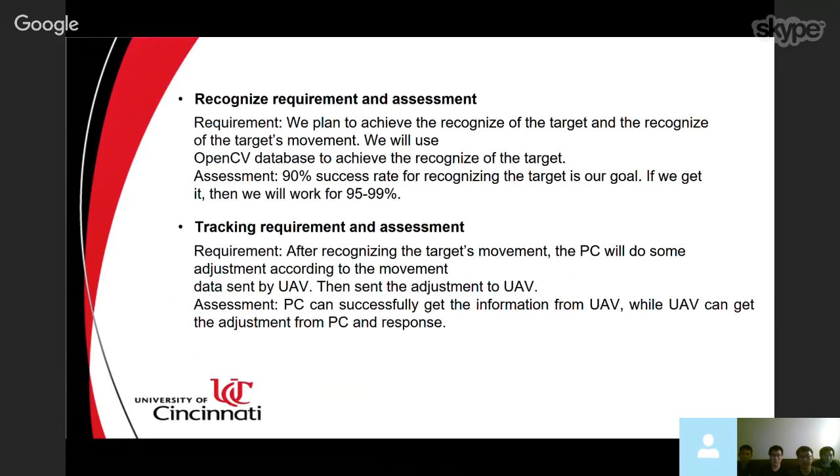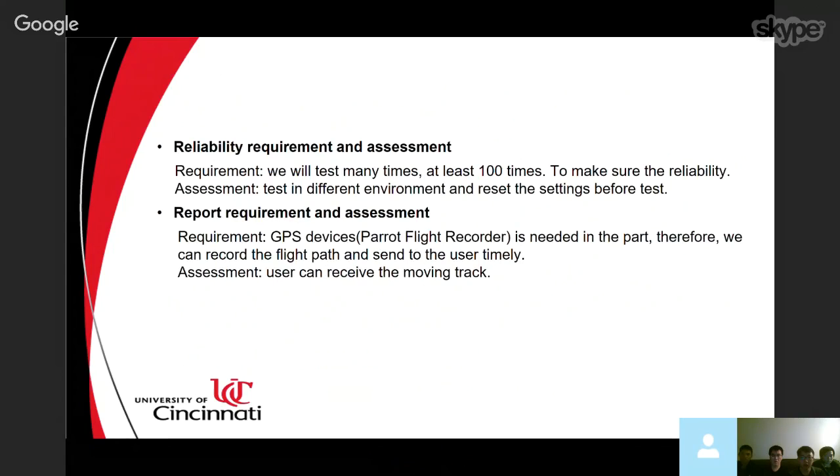For the assessment, the PC can successfully get the information from the UAV, and the UAV can get the adjustment from the PC and respond. Fifth one, reliability. For the requirement of reliability, we will test many times, at least 100 times, to make sure of the reliability. As for assessment, we will test in different environments and reset the settings before each test.